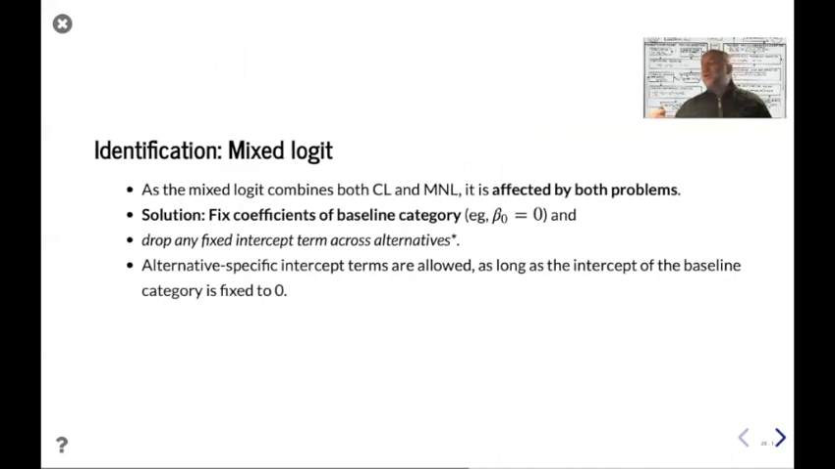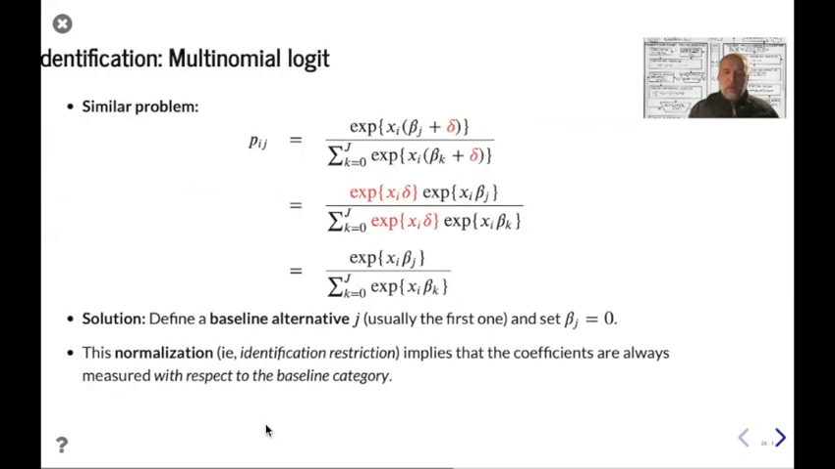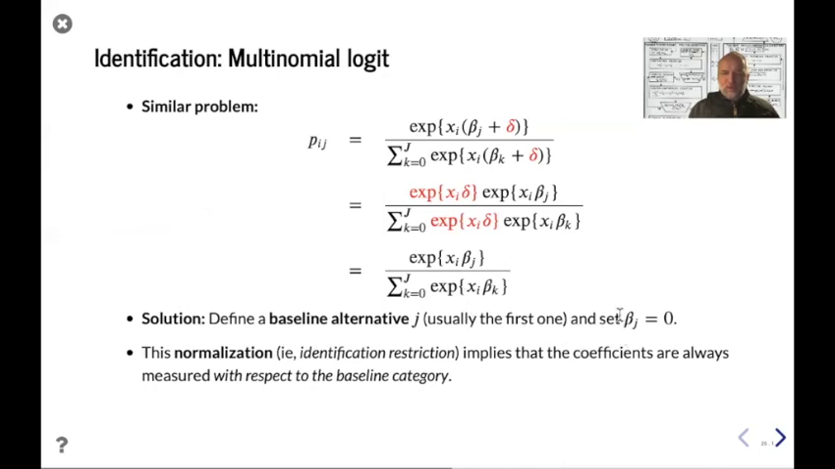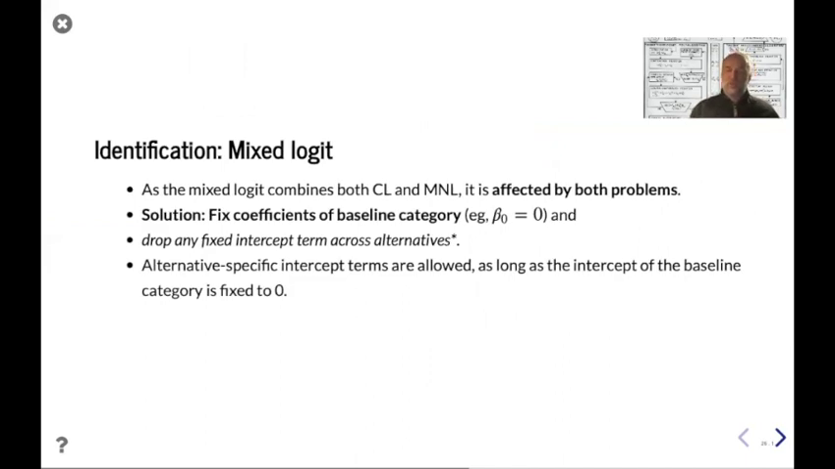In mixed logit, or the combined logit that has both multinomial and conditional parts, it's affected by the same problem, and the solution is to fix the coefficients of a baseline category to equal 0. And by the way, one thing that is necessary to do is that it's the entire vector of coefficients for x. So if you have k explanatory variables, you need to make k restrictions. It's not for all the alternatives, but for all the different explanatory variables that you need to normalize. It's not just one normalization, but many normalizations, one for each parameter.